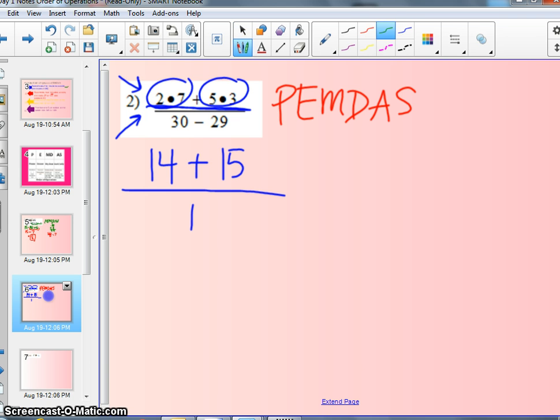And now I can do my addition. So on the top, 14 plus 15 is 29. On the bottom, I just have 1. And 29 divided by 1 is just 29. So when you have one that's in a fraction like this, you just treat this top separately from the bottom, and then you can divide at the very end.